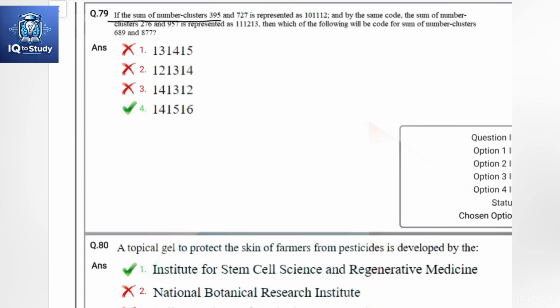If the sum of number clusters 395, 727 is represented as 101112 and by the same code the sum of number clusters 276 and 957 is represented as 111213, then which of the following will be the code for sum of number clusters 689 and 877?